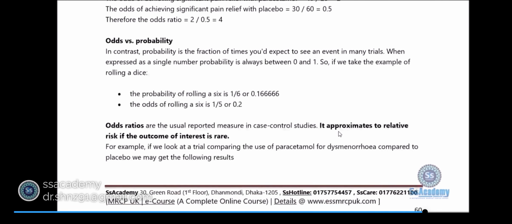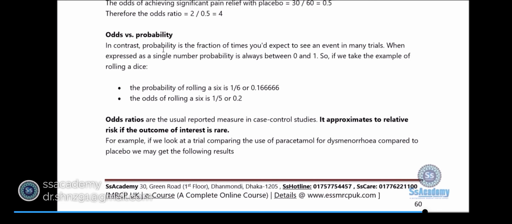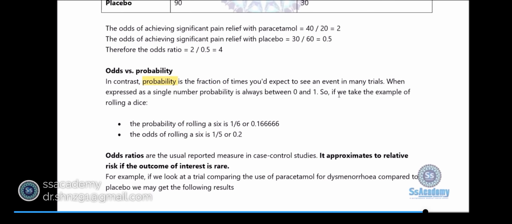So, odds versus probability. The probability is a fraction of times you would expect to see an event in many trials. While expressed as a single number, probability is always between 0 and 1. If you take the example of rolling a dice, the probability of rolling a 6 is 1 by 6, which is 0.16. The odds of rolling a 6 is 1 by 5, which is 0.2.